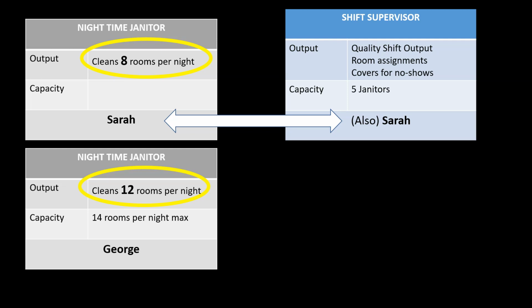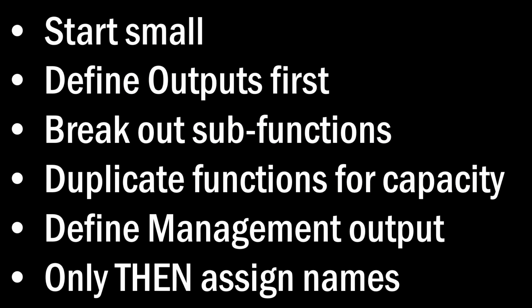And things change as you get new people, as you scale up, you add new sub-functions, etc. This is a living document. But here's a summary of the steps we went over to define a functional org chart. Start small. Define the outputs first, break out any sub-functions that are needed, and duplicate functions for capacity. Then make sure you've defined the management outputs appropriately. Only then do you assign the names.